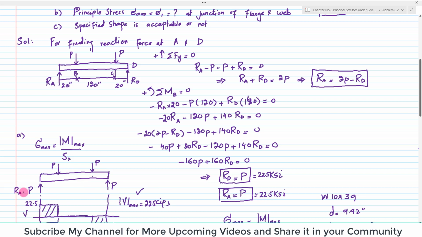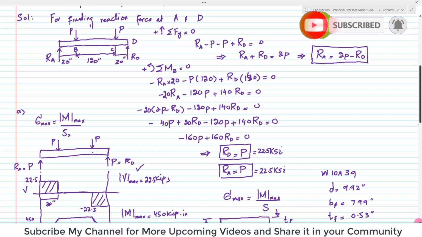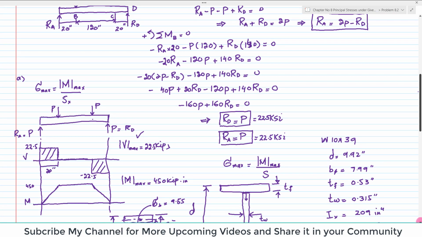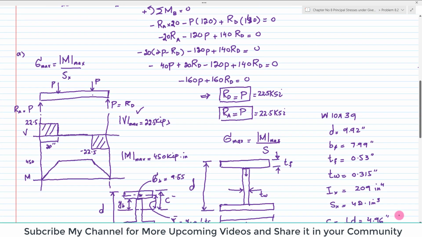Clear? This is equal to RD. Clear? So you can draw the shear force and bending moment. So from shear force and bending moment, we will get the maximum shear force and bending moment.